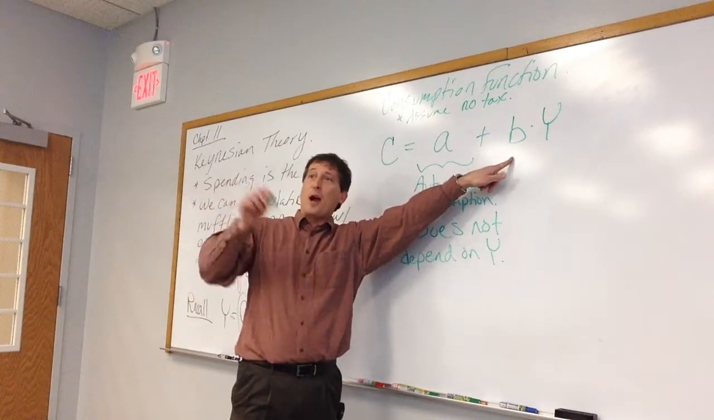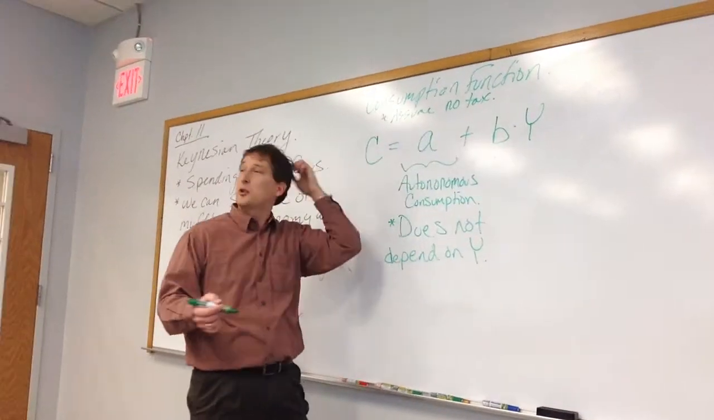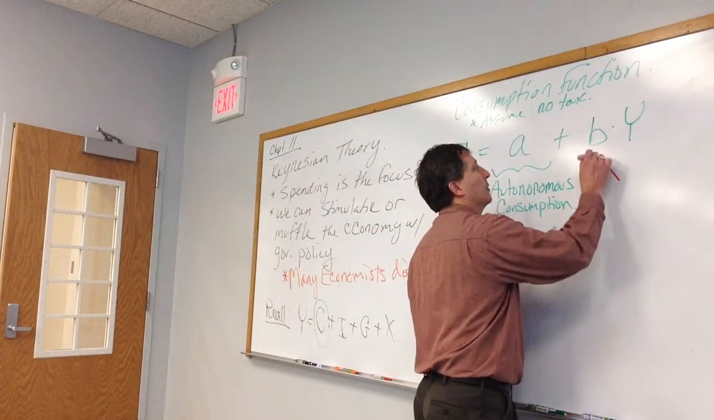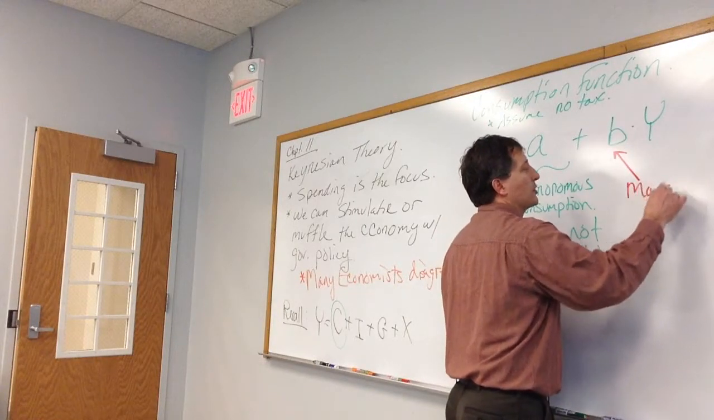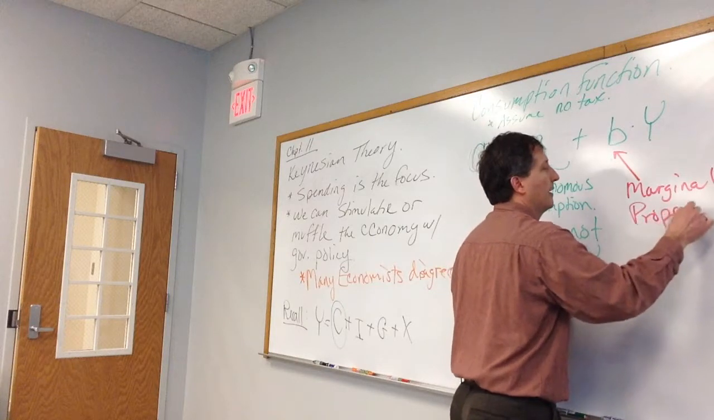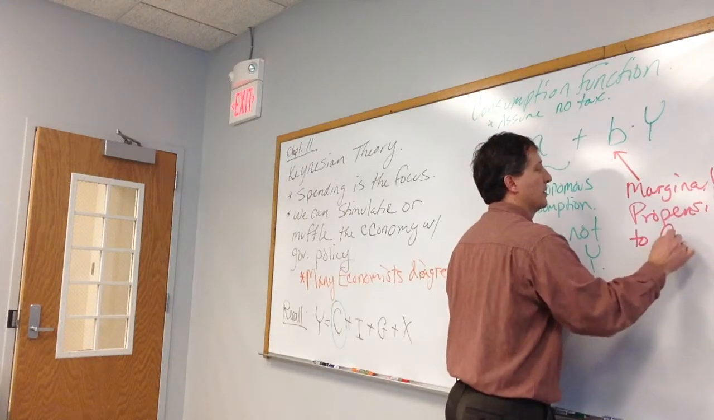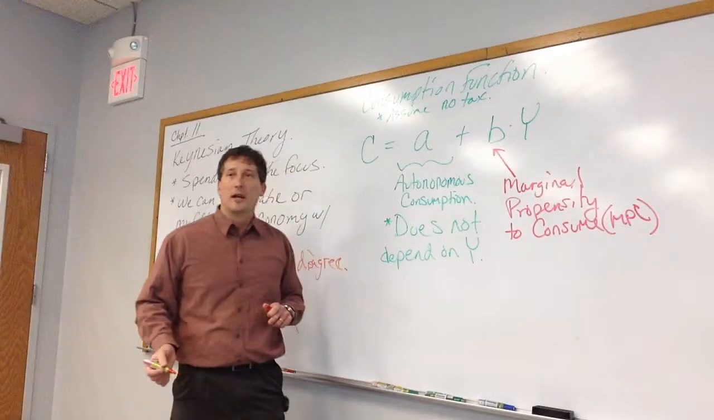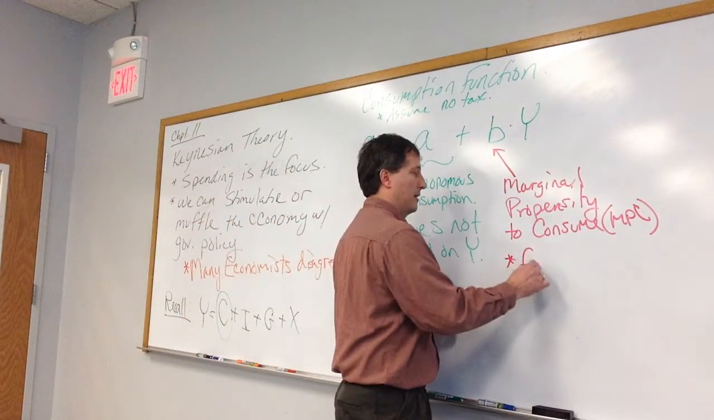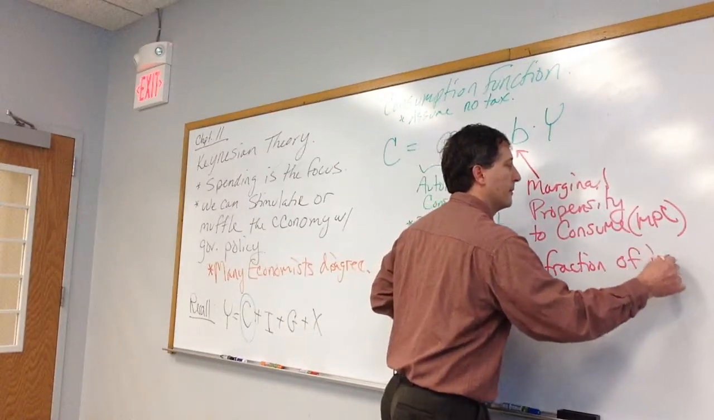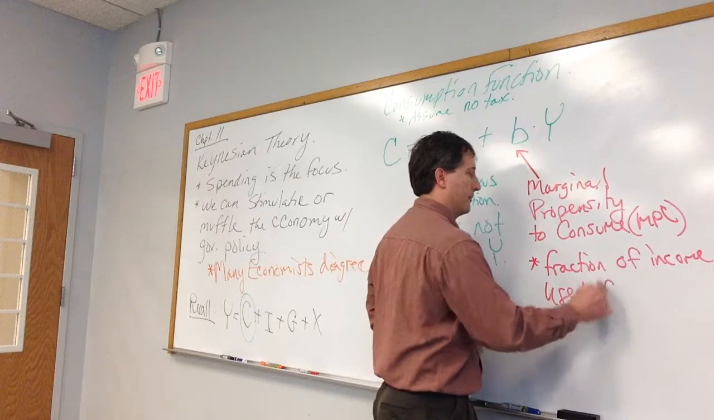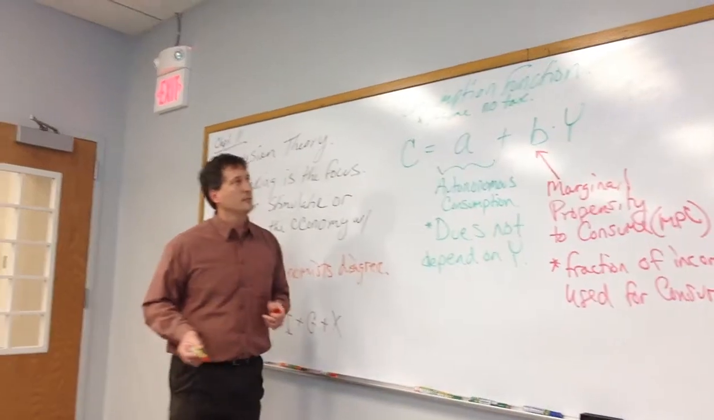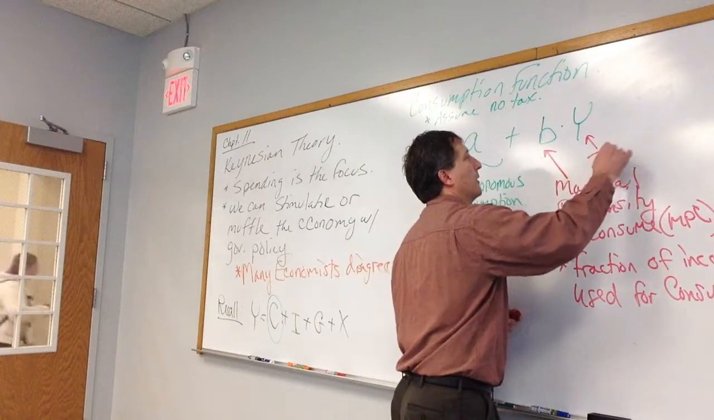B is the fraction of my income that goes towards consumption, and we call that the marginal propensity to consume, the MPC. So B is the marginal propensity to consume, the MPC. And it is the fraction of income used for consumption. And this, of course, is our income. Label that. That's our income.